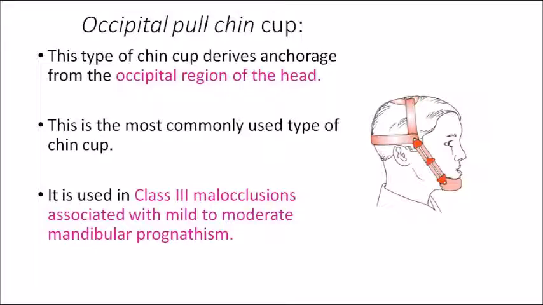So the occipital pull chin cup derives its anchorage from the occipital region of your head, and it is indicated in class 3 cases with mild to moderate mandibular prognathism, especially those persons who can bring their incisors to an edge-to-edge position at centric relationship, and those who have proclined lower incisors, because this occipital chin cup invariably can produce a lingual tipping of your lower incisors. So that's why it is indicated in those scenarios.